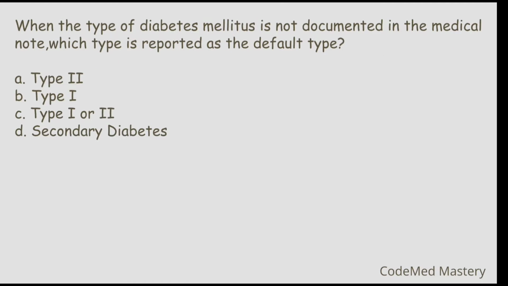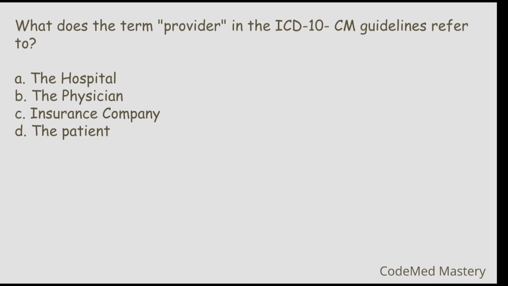Next question. When the type of diabetes mellitus is not documented in the medical note, which type is reported as the default type? The right answer will be type 2. Remember that if the type of diabetes is not mentioned, then we have to report type 2 diabetes as the default type.